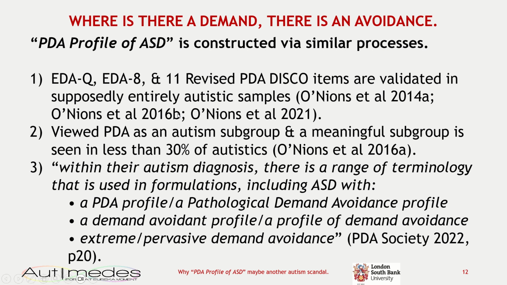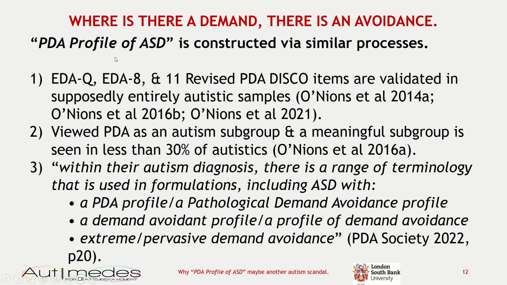It's also important because the study that initially validated the 11 revised PDA DISCO items assumed PDA was a meaningful autism subgroup, and that a meaningful autism subgroup is seen in less than 30% of the autism population, and they admit that that's an arbitrary value. It matters because PDA Profile of Autism advocates are saying that it's a rare subgroup, but is that before or after they've arbitrarily decided it's seen in less than 30% of autistic people? But I need to move on.